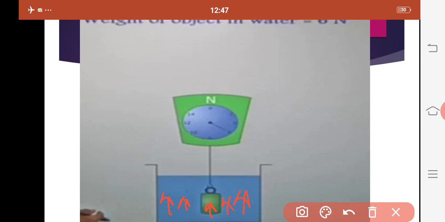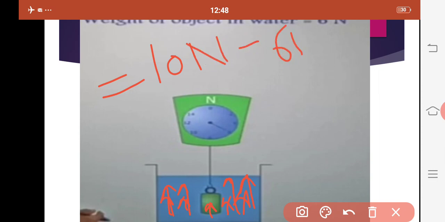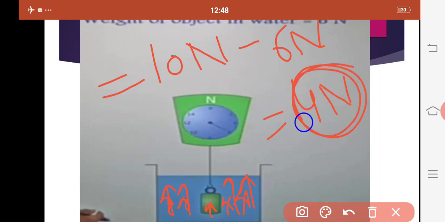When this liquid is exerting force in the upward direction, because of this buoyant force acting upward, the body is weighing less in water. So we can say that there is a loss in weight of the object, which equals the weight of the object in air minus the weight of the object in water, which is equal to 4 Newton. That means the loss in weight of the object is 4 Newton.